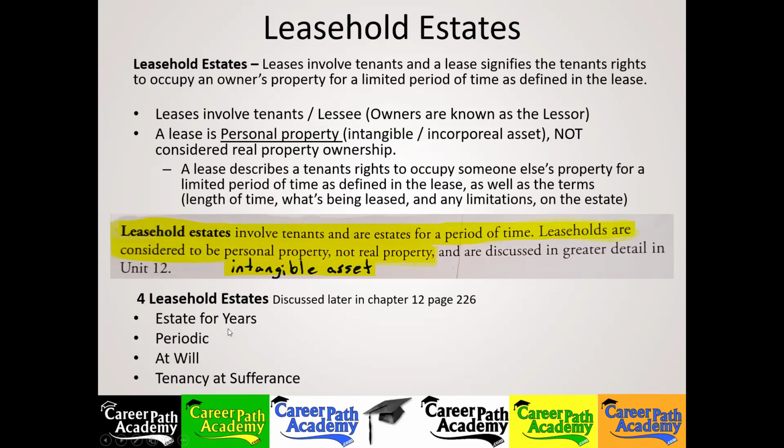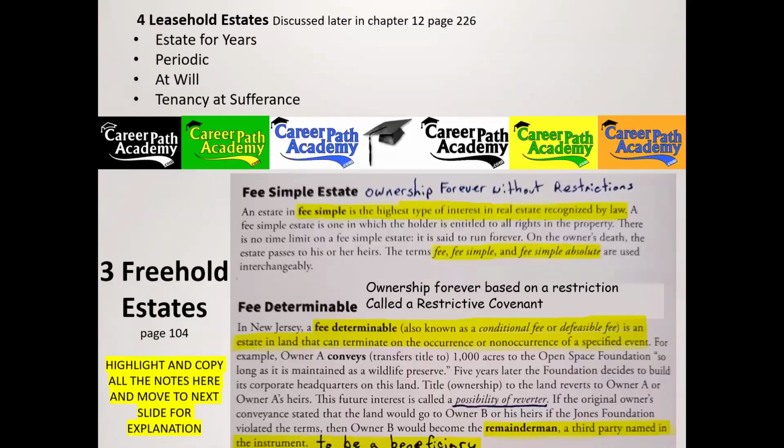So there are 4 types of leasehold estates that we will discuss later in chapter 12. They are an estate for years, a periodic estate, a tenancy at will, and a tenancy at sufferance. Those are the 4 types of leasehold estates that we will go over in chapter 12. So let me back up the slide just a little bit.